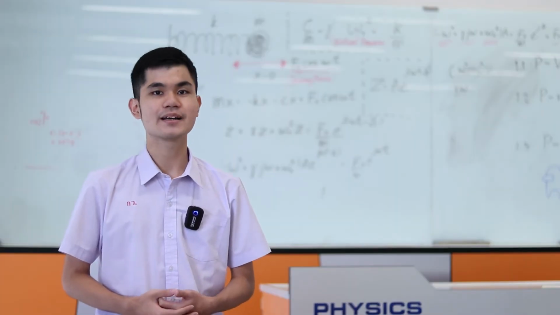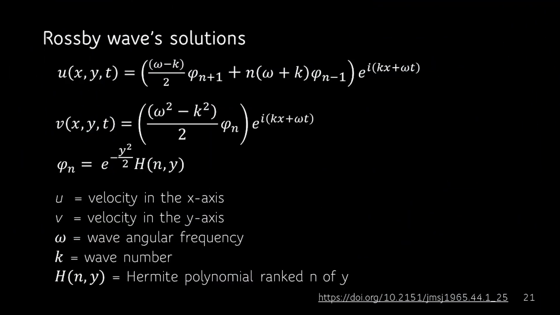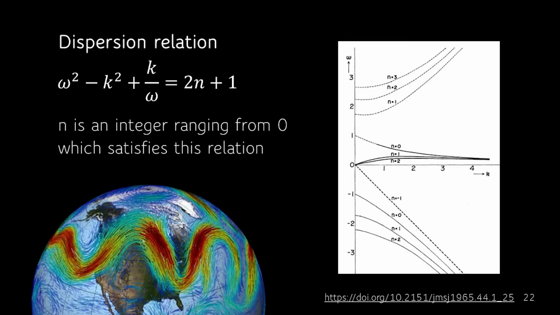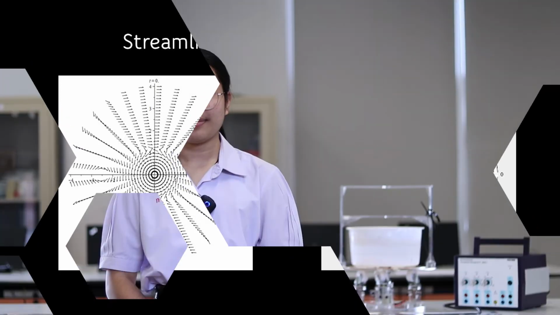After that, by following the method of Masonov's research, we then get the Rossby wave solutions as shown in the picture. With the condition of a dispersion relation where n is an integer ranging from 0, which satisfies this relation, we will plot the components of velocity in the x and y axes in the polar coordinate, so that we can see the change in characteristics of the Rossby wave by varying n and beta prime value.